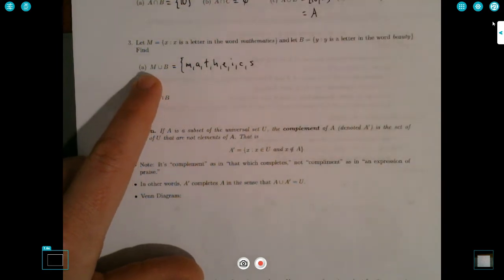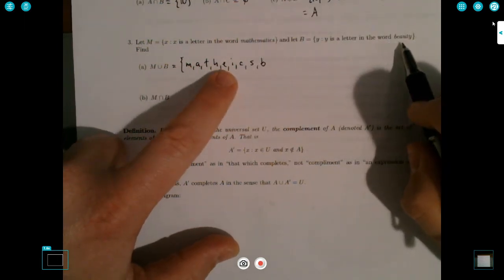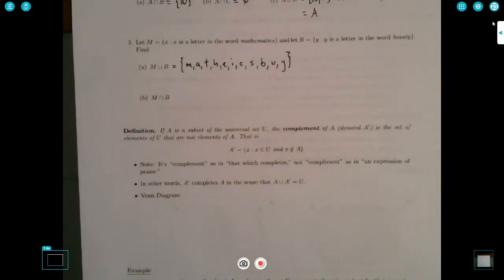Well, letters in mathematics would be M, A, T, H, E. M we already listed. A we already listed. T we already listed. I, C, S. Okay, so those are all the letters in M. The letters in beauty: B, which we haven't listed yet, so we're going to put B in there. E, we've already listed. A, we've already listed. U, we have not listed yet. T, we've already listed. And Y, we haven't listed yet. Okay, so that would be M union B. All of those letters.